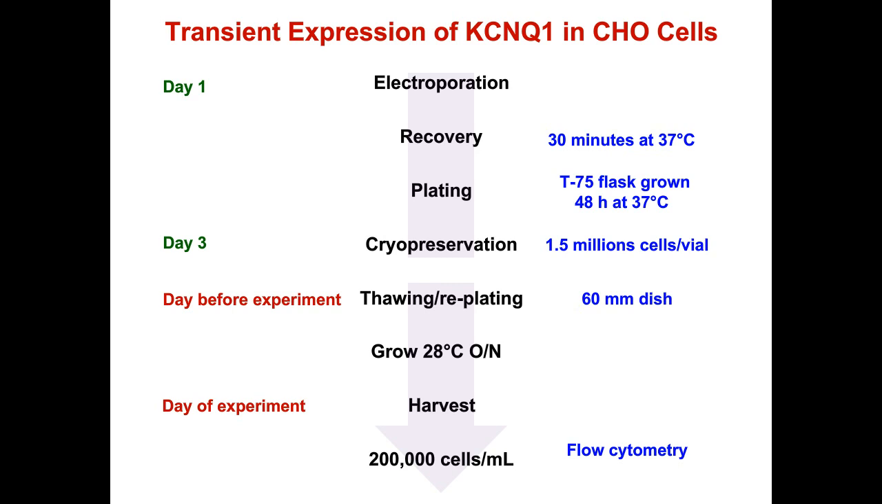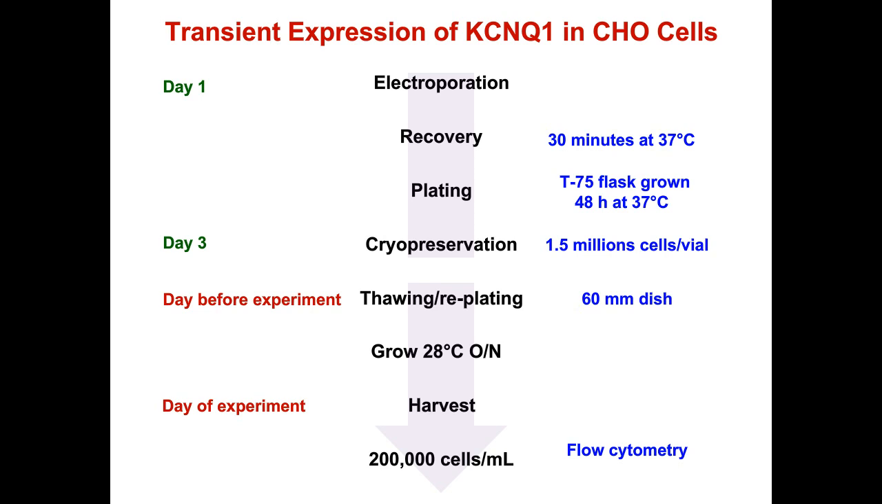And this intermediate step of cryopreservation only reduces the number of viable cells very minimally, and so we've been very happy with this as a step in the experimental workflow. The day before we're planning automated recordings, we thaw and replate the cells in a smaller dish, grow the cells briefly overnight at 28 degrees, harvest the cells, and then plate them for both patch clamp recording and also quality control. We do flow cytometry to estimate the proportion of cells that were transfected.